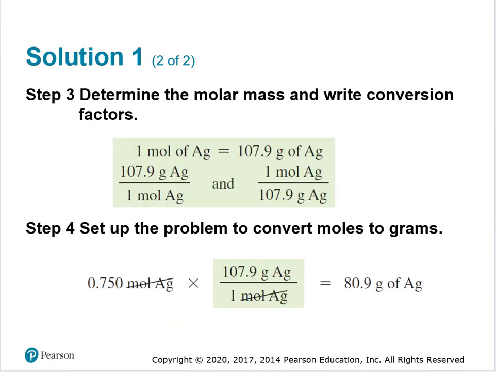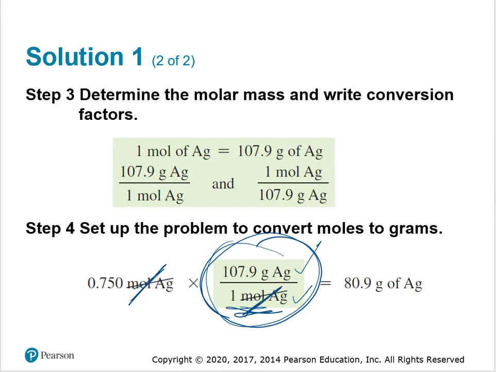What do I want? I want grams. What have I got? I've got moles. So we need to use our conversion factor that has the 1 mole of silver on the bottom so that moles of silver and moles of silver will cancel with the grams on top. 0.750 times 107.9. I started with 3 sig figs, so I need to round to 3 sig figs. I would need 80.9 grams of silver. Try it in your calculator to double check.